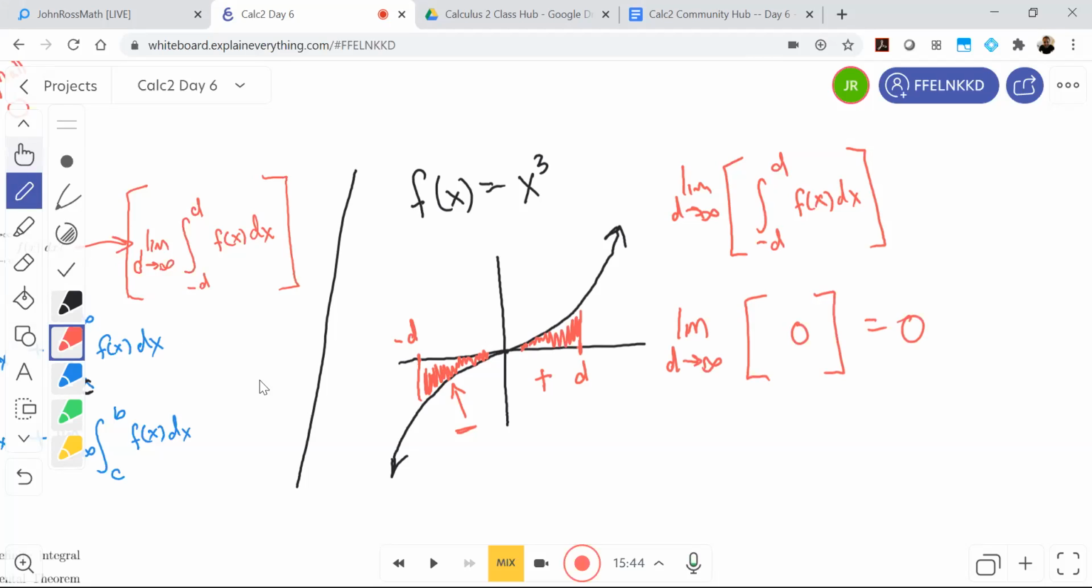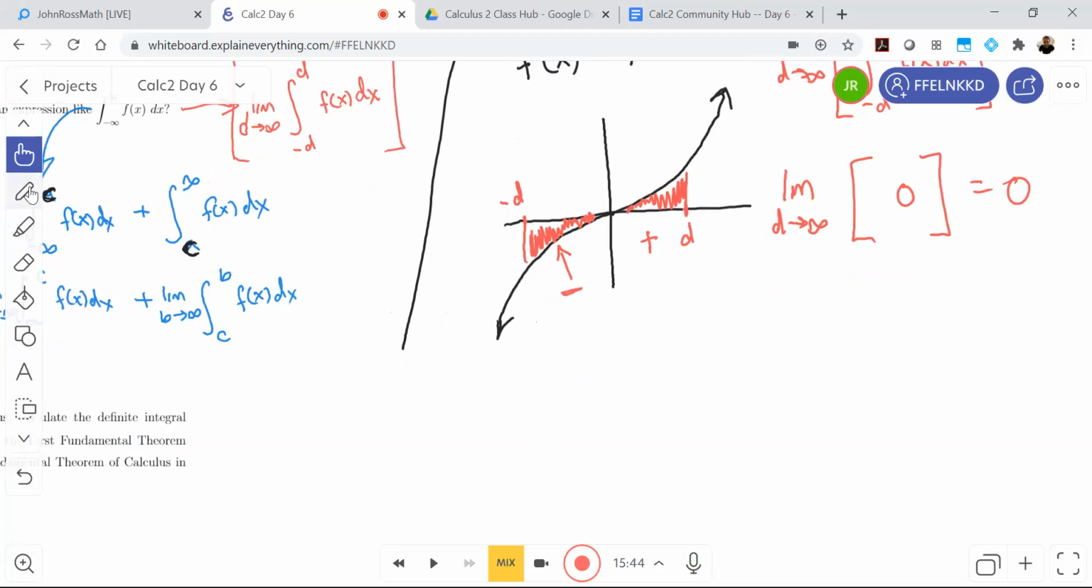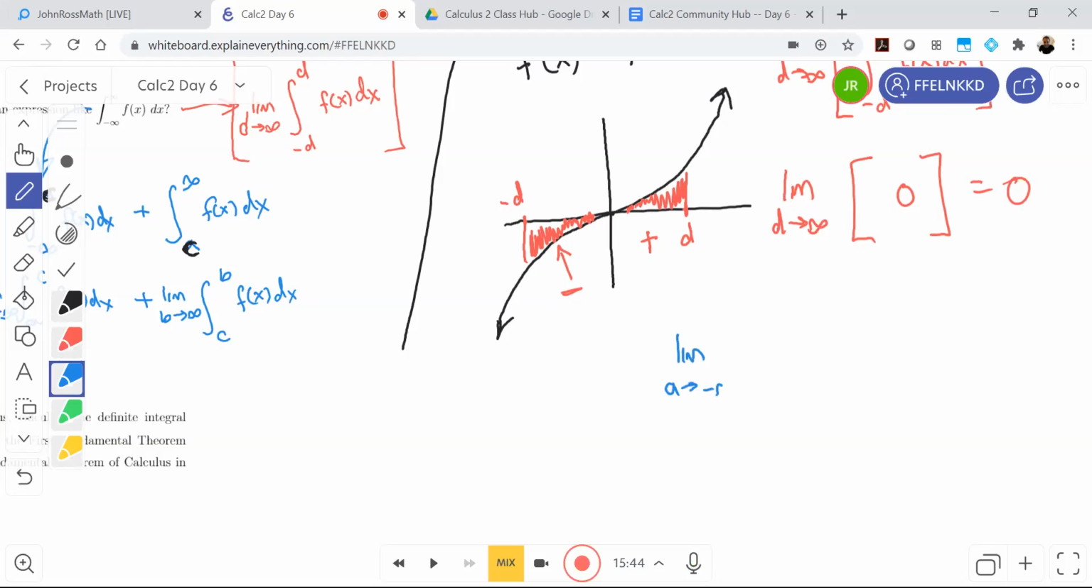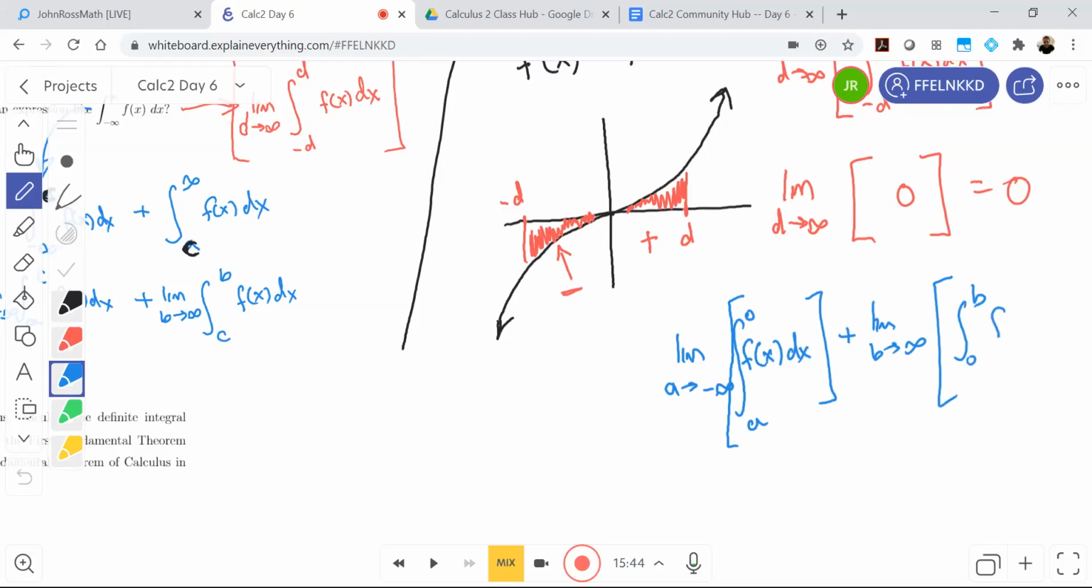Now, let's do the exact same thing, but using our other approach. So what about the limit as a goes to negative infinity of the integral from a to 0 of f of x dx, plus the equivalent expression involving the positive side. So the limit as b goes to infinity, integral from 0 to b of f of x dx. What happens here? Well, we have to compute these separately.